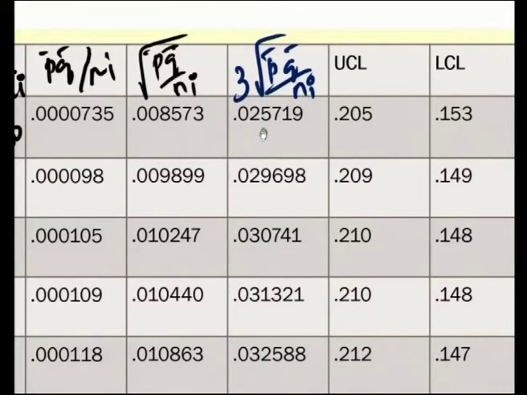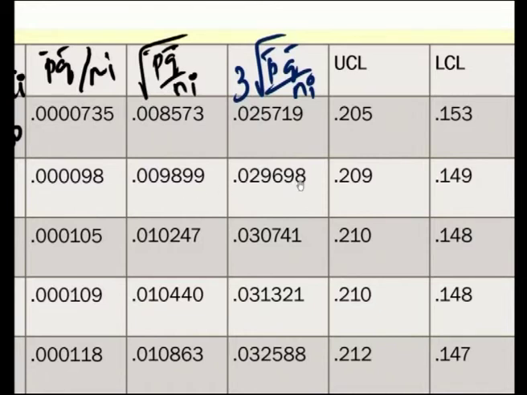That is the square root of 0.0000735, which is 0.008573. Similarly, the square root of 0.000098 is 0.009899. The third value, 0.000105, has square root 0.010247. Then this value is 3 times root of P bar Q bar by Ni. That is 0.008573 into 3, which is 0.025719. Similarly, 3 times 0.009899 is 0.029698.